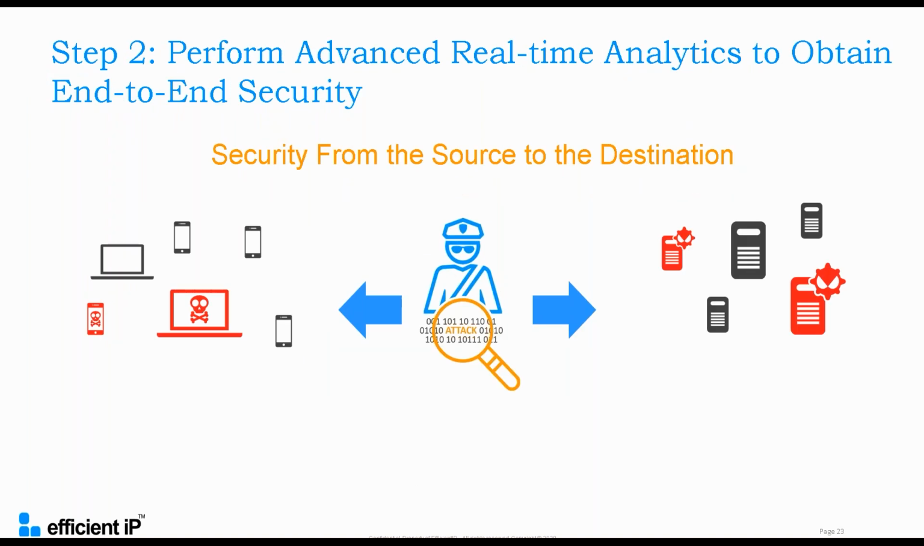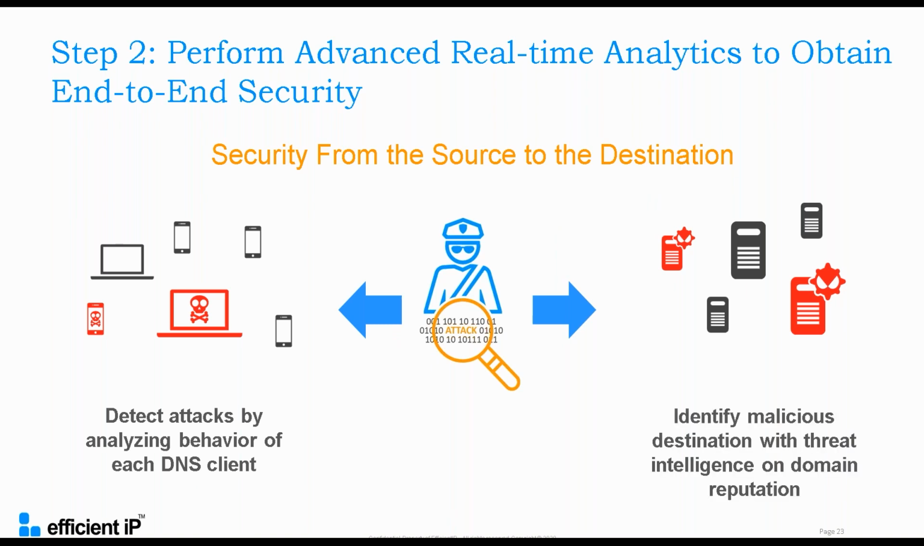Now, we want to be able to perform advanced real-time analytics so that we can enforce end-to-end security. So we want security from the source to the destination. That's vital. We want to go between these 2 parts, well, circle between those. We don't want to have a break in the middle. So we analyze the behavior of the client and detect attacks there. We look for the malicious domains that we might be going to. So using intelligence, things like Serval, RPZ.